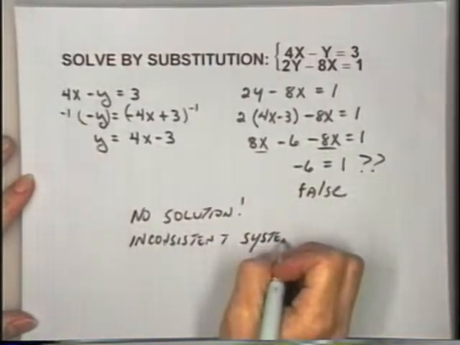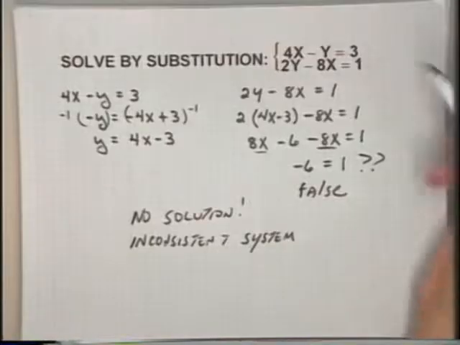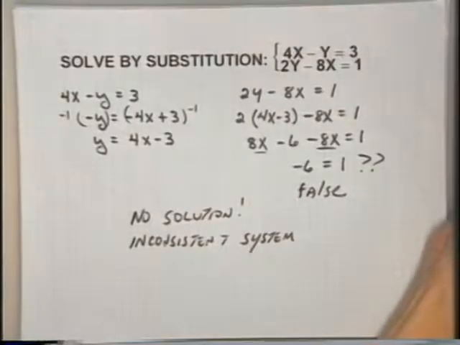Recall in graphing, inconsistent systems with no solutions had graphs that were parallel lines. You'll find if you solve each of these equations for y, that your slopes would be the same, and those lines would be parallel.